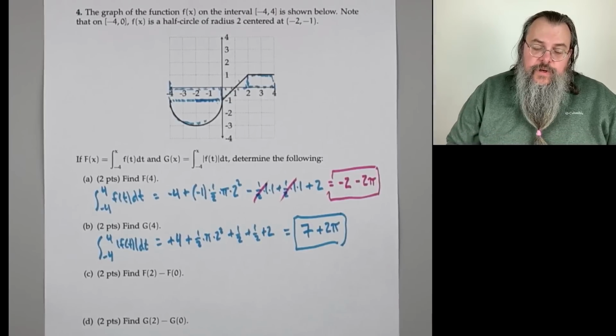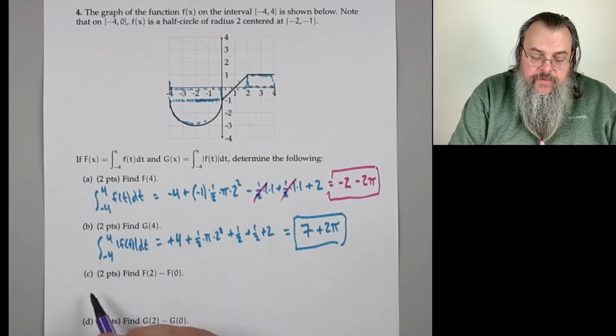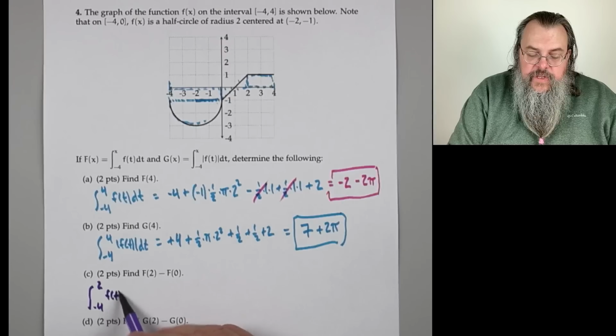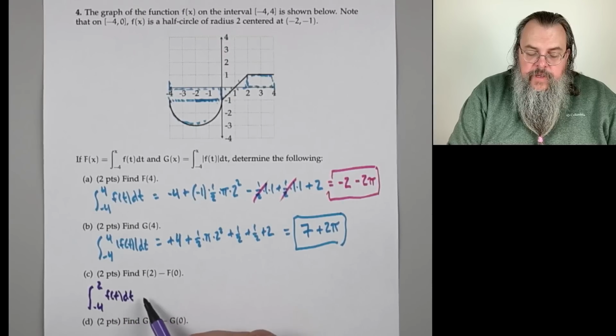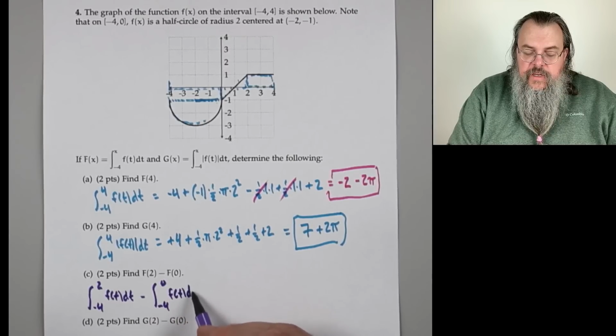Okay, part C. Find f of 2 minus f of 0. Okay, so let's just write what f of 2 minus f of 0 is. So that would be the integral from negative 4 to 2 of f of t dt minus the integral from negative 4 to 0 of f of t dt.